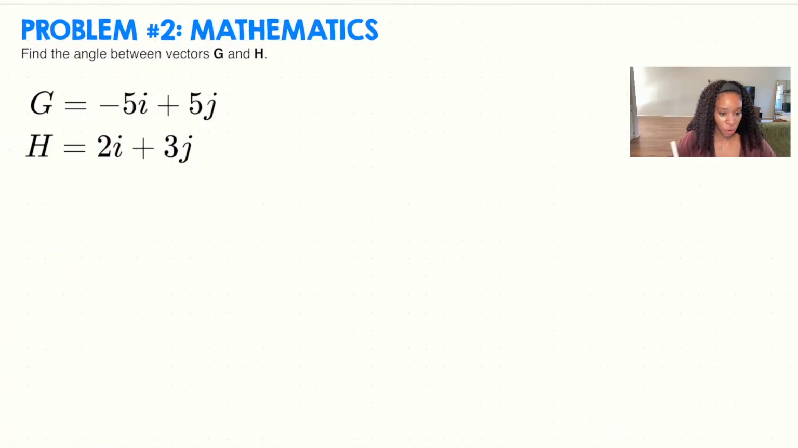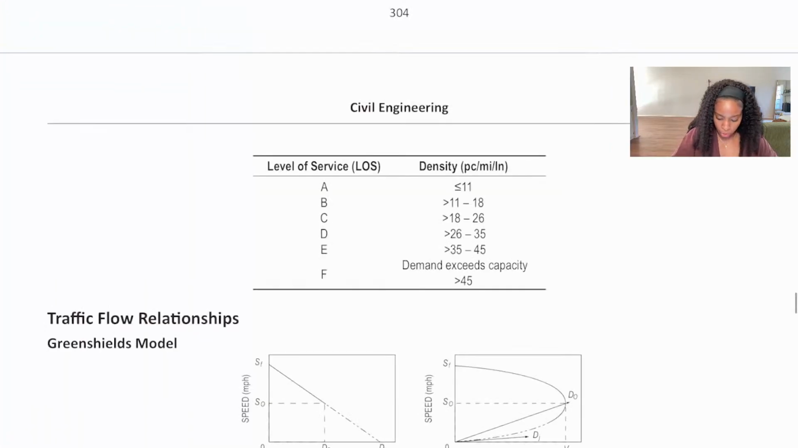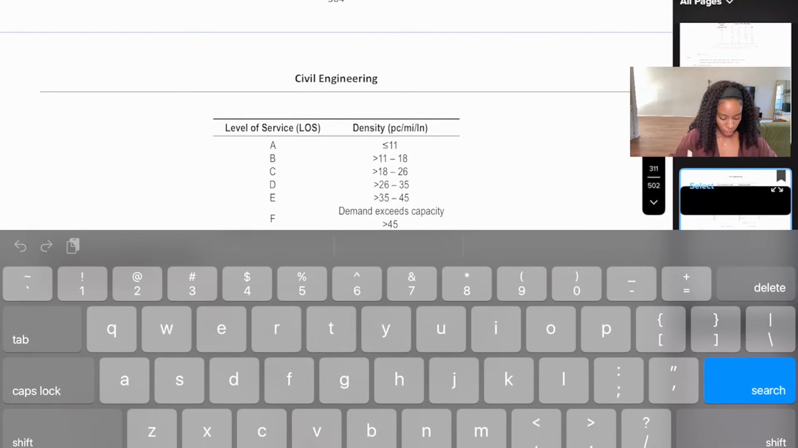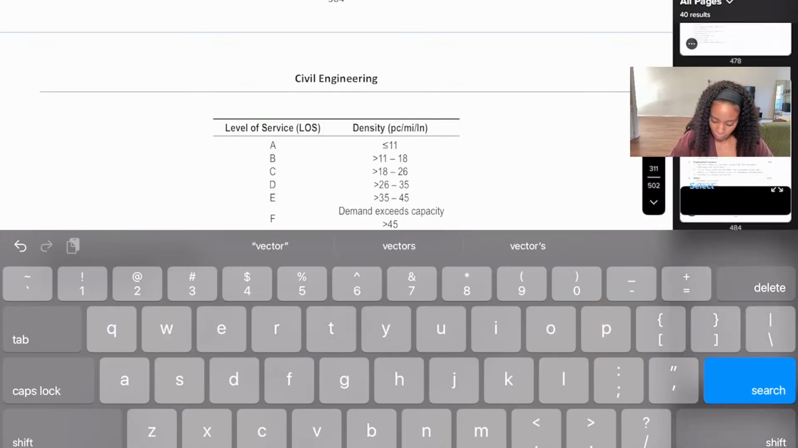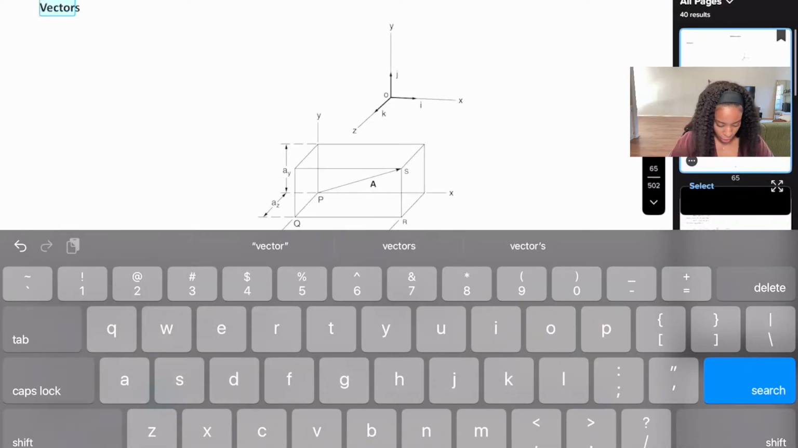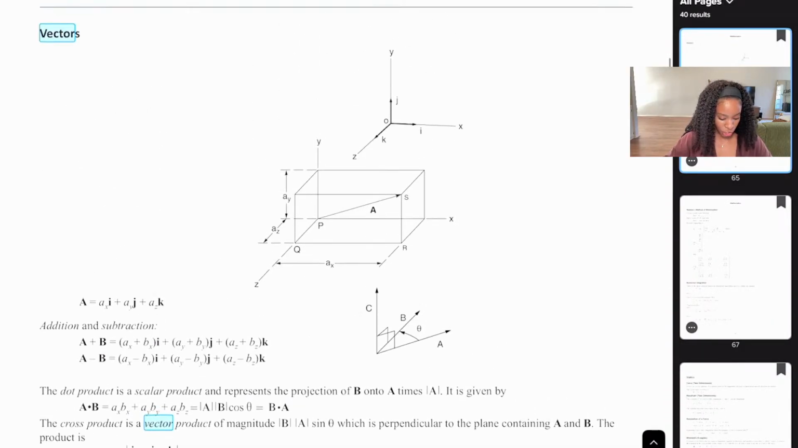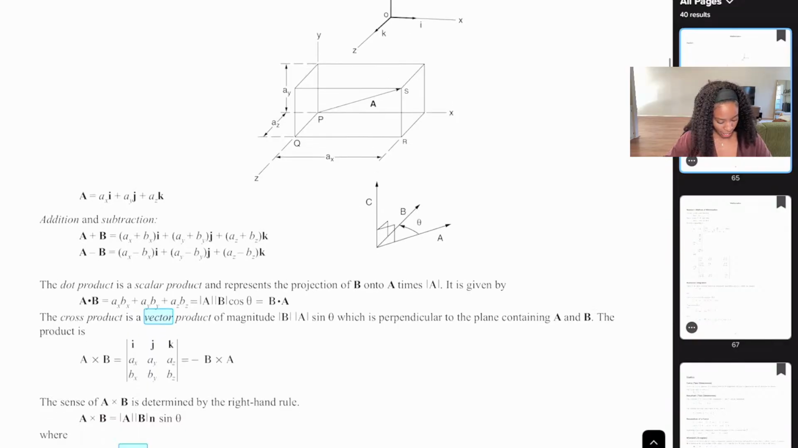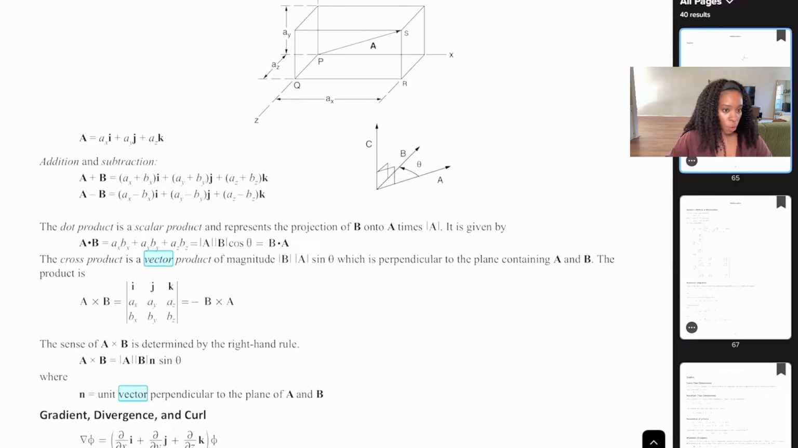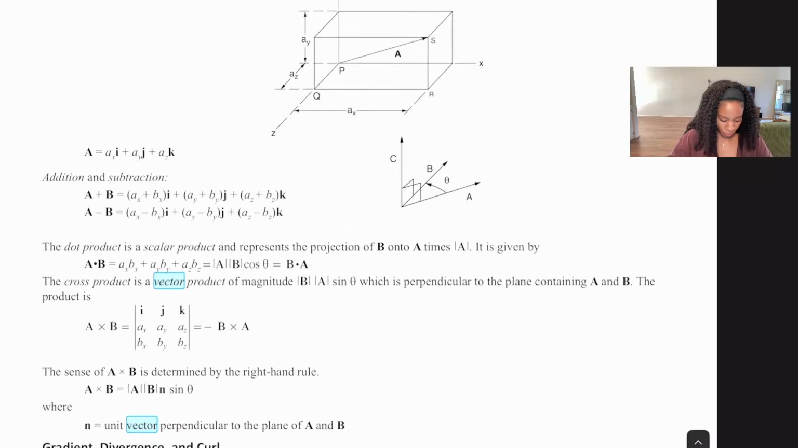So if you're following along, hopefully you have your FE reference manual in front of you, because let's say you forgot how to find the angle between two vectors. If you search your FE reference handbook, it is a searchable PDF. You can search for, let's do vector, see what comes up. So if you search for vector, you should come to this section here under mathematics, and it gives you a whole bunch of handy dandy formulas that you'll need on the FE exam.